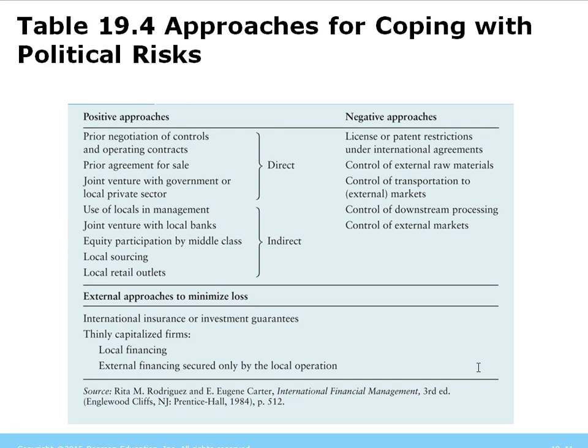Now, more negative approaches: licensing or patent restrictions, control of external resources, control of transportation markets, control of downstream processing, control of external markets. These would be some political risks that would be negative to a country.